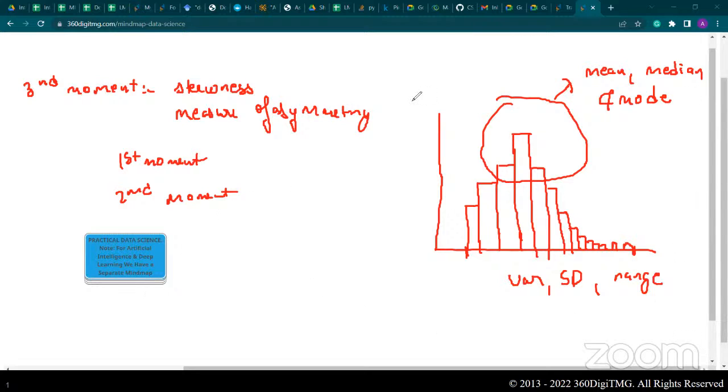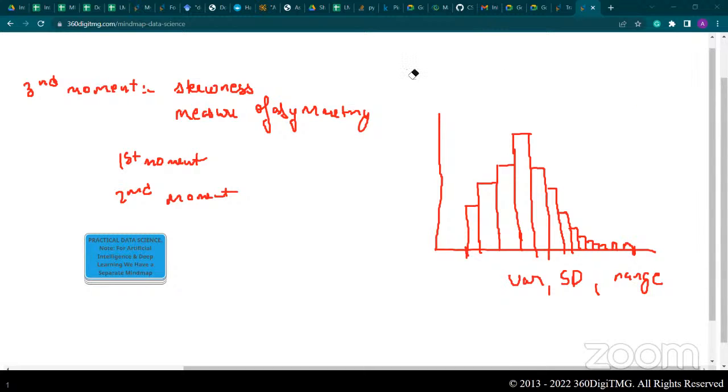Now we come to third business moment. So what we try to do is we try to draw a line that covers our data.